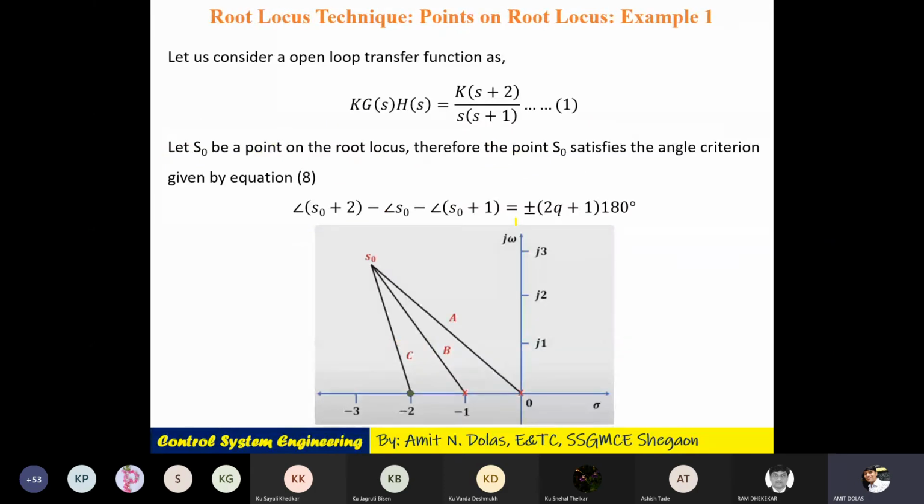So this is an example with some values. Now you will be calculating the root locus. Let us consider the open loop transfer function, that is KG(s)H(s) equal to K into (s plus 2) upon s into (s plus 1). Tell me how many poles and how many zeros are there in this equation 1. Yes, I want a reply from your side. How many poles, number of poles, number of zeros?